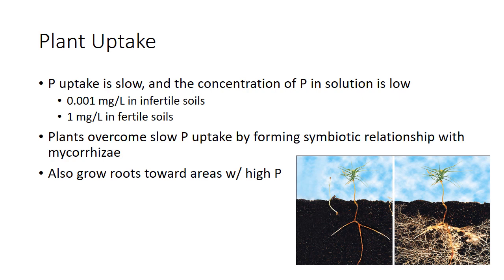Now, phosphorus uptake is slow, and the reason for that is the concentration of phosphorus in solution is relatively low. So in infertile soils, it might be as low as 0.001 milligrams per liter, and it might be as high as 1 milligram per liter in fertile soils. So there's a large range in concentrations, but generally it's pretty low in concentration. Plants have some different strategies to overcome this limitation.